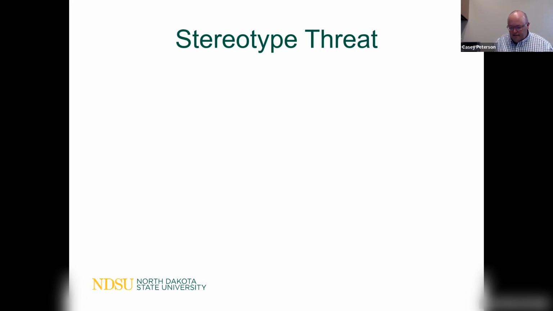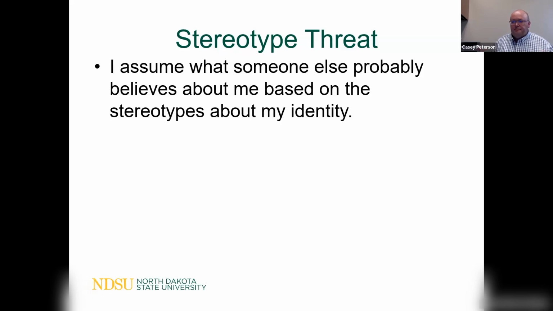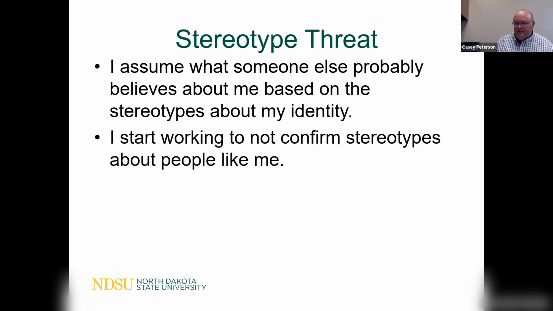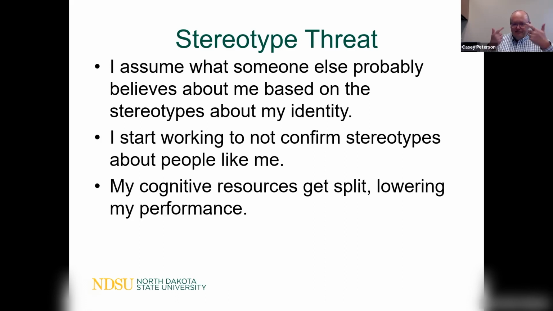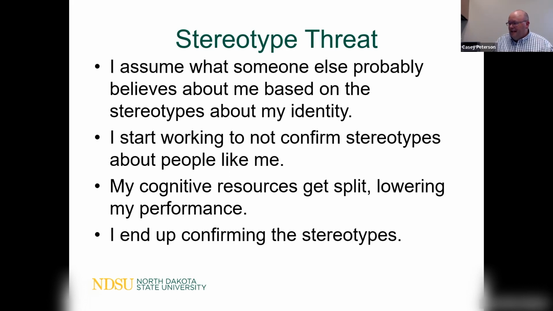So stereotype threat is something that really fit the bill for what I was seeing. So stereotype threat, if you're not familiar with it, is when I assume what someone else probably believes about me based on the stereotypes about my identity. So, right, I talked about being white, male, middle-aged. I was a college administrator. Oh yeah, I also drive a truck, right? Most students are going to make a guess about my political identity. They're going to make a guess about some other things. And many of those things they're wrong about, right? But I know that that is probably the way they're seeing me, right? I start working not to confirm the stereotypes about people like me. My cognitive resources get split in doing that and lower my performance on whatever task is at hand. And then I end up confirming the stereotypes.